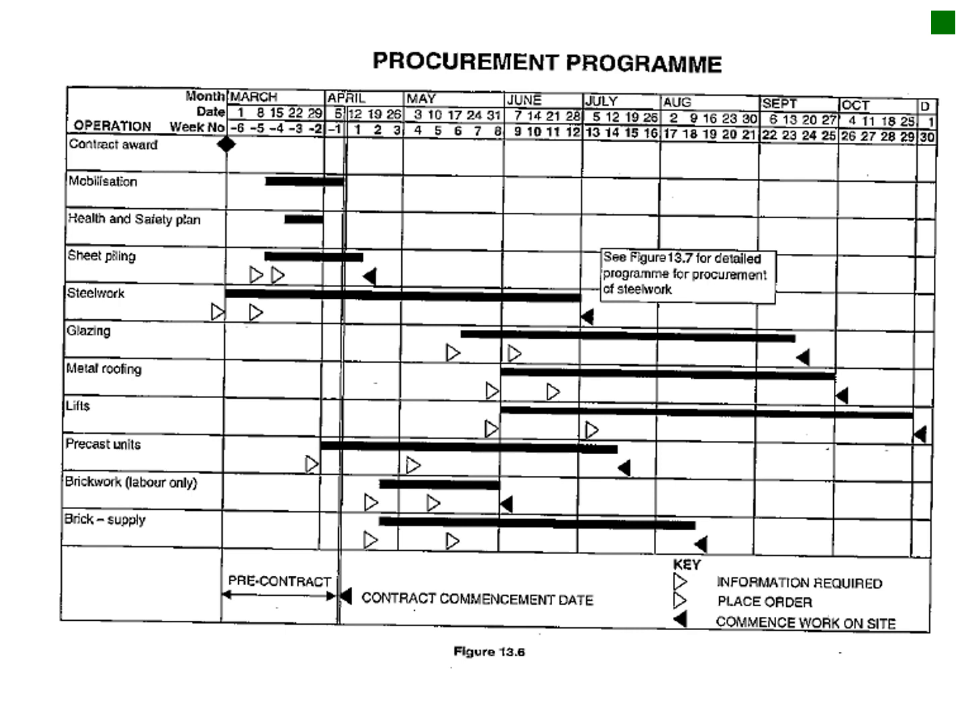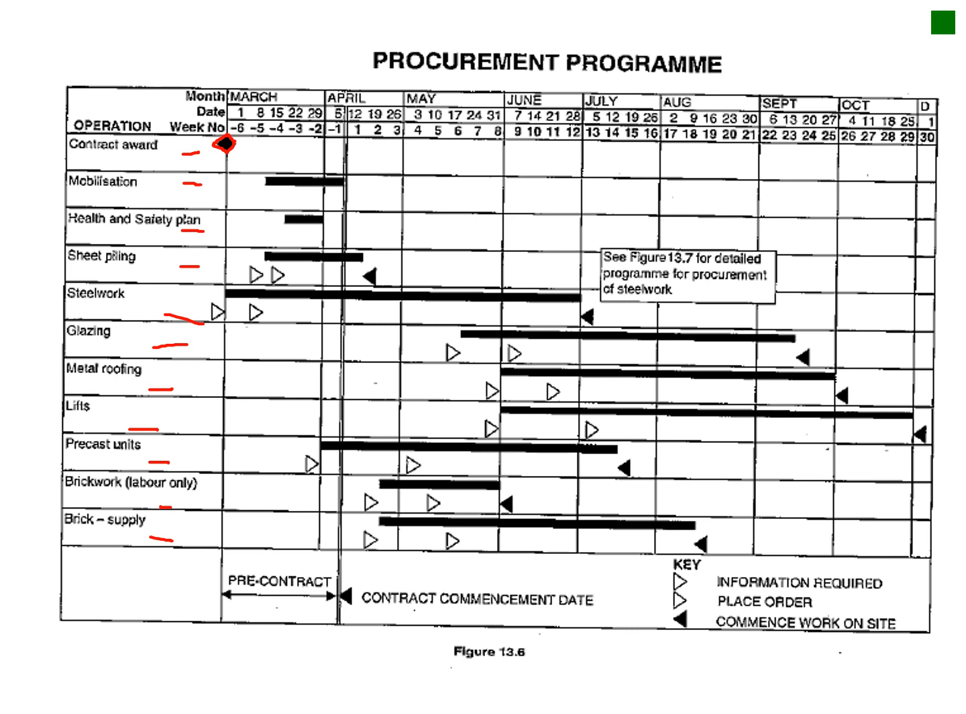Okay, the procurement program. You'll see this is now a little bit different. So you have your different items that you need to procure: contract award, mobilization, health and safety, sheet piling, steel, glazing, metal roof, lifts, precast, brickwork, and supply. So you can see this is a little bit more divided into the different trades. You will see there are little contract awards, little diamonds like these, which are usually your stage gates.